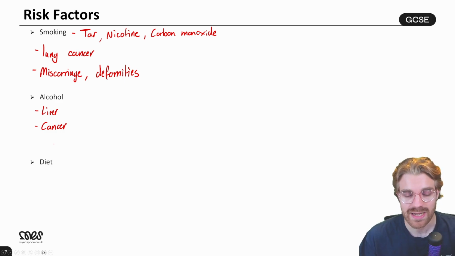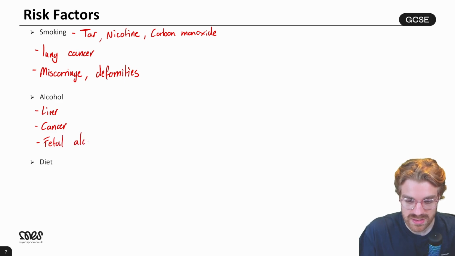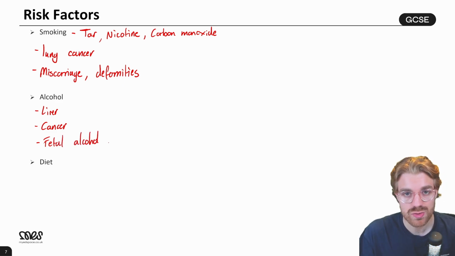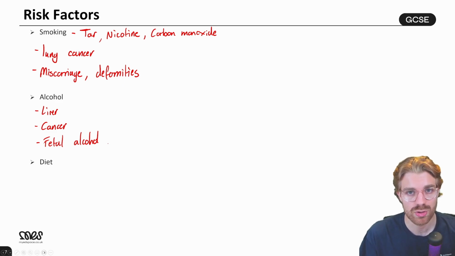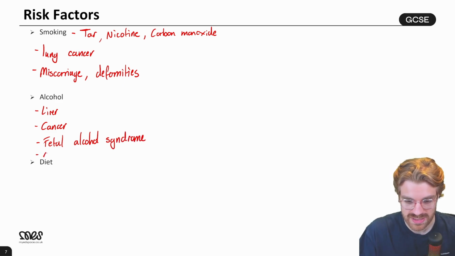Again, drinking alcohol whilst pregnant also has really serious consequences. Diseases such as fetal alcohol syndrome, where the fetus is used to that increased alcohol level, and then once the baby is born, that can have really serious effects. And there's an increased chance of miscarriage and deformities again.